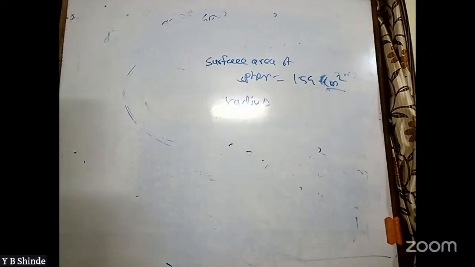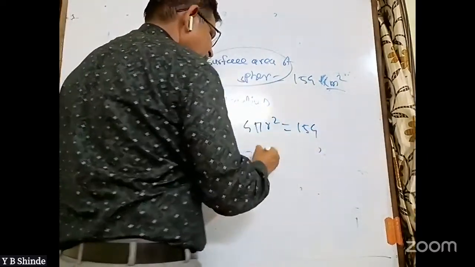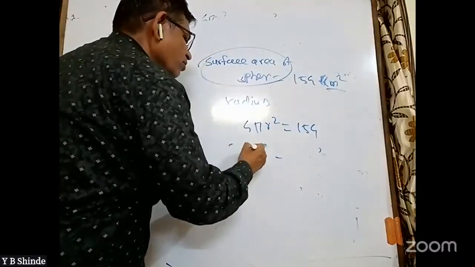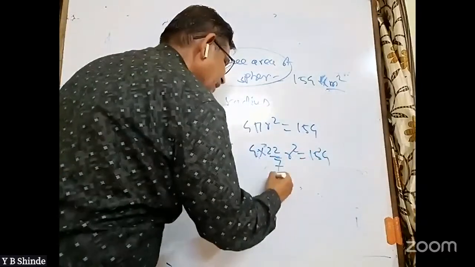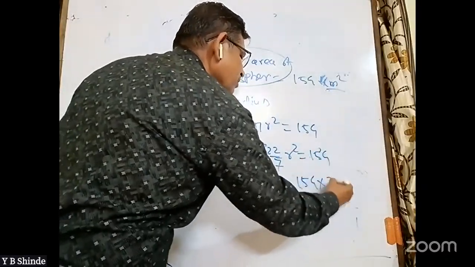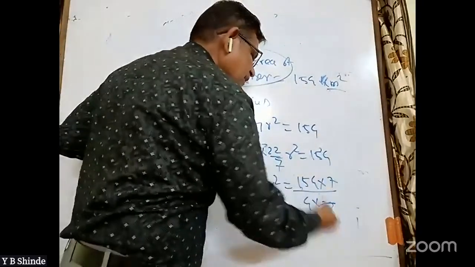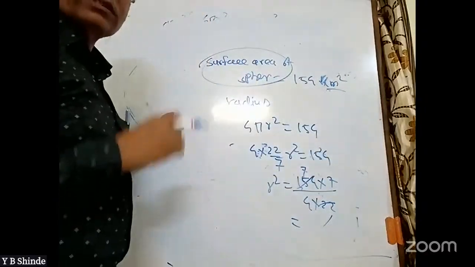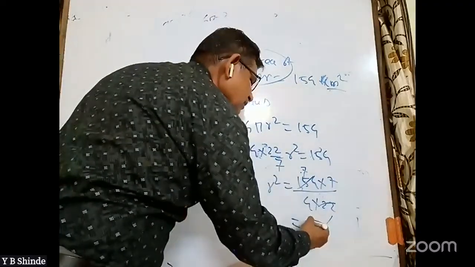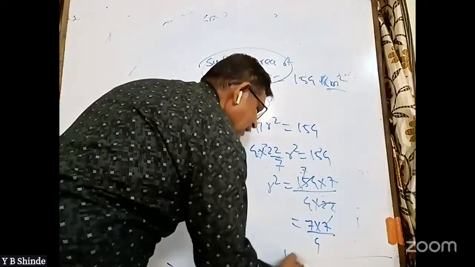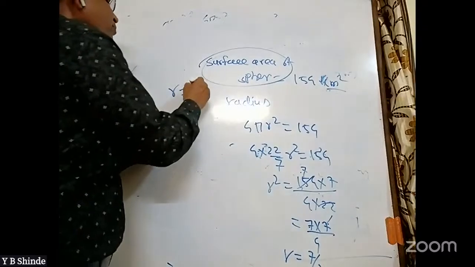Very simple. What are you given? You will write 4 pi r square equals 154. So 4 into 22 by 7 into r square is 154. So you will write r square equals 154 into 7 upon 4 into 22. What is it? 22 sevens are 154. Keep in mind, you must know the sum table. 7 into 7, 14 upon 4... so r square is 49 by 4. So what is r? r is 7 by 2, the square root of 7 into 7 and 4, that is 2. So the radius will be 3.5 centimeters.